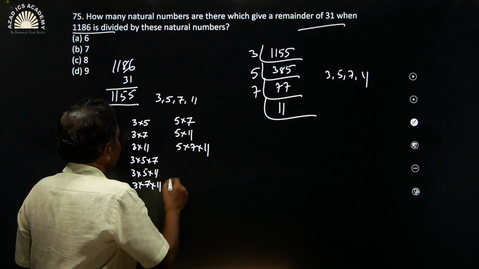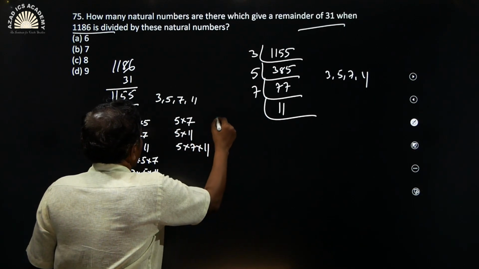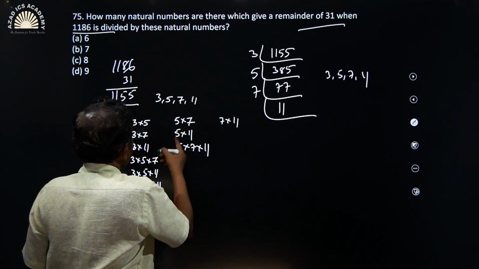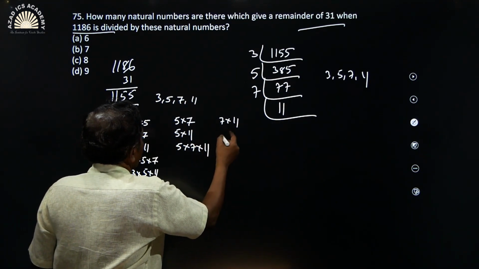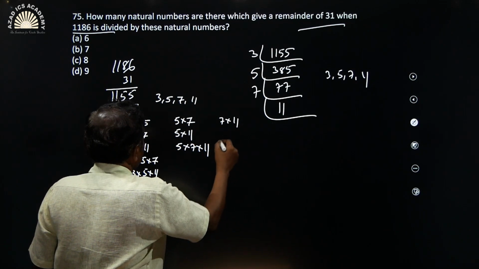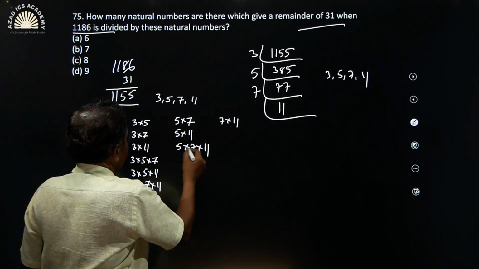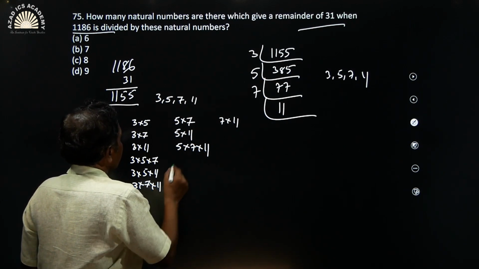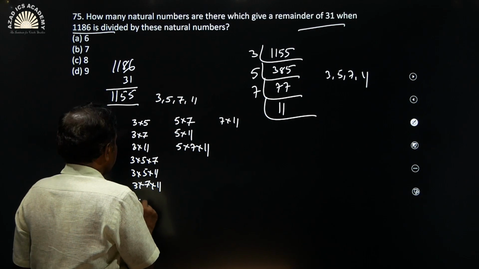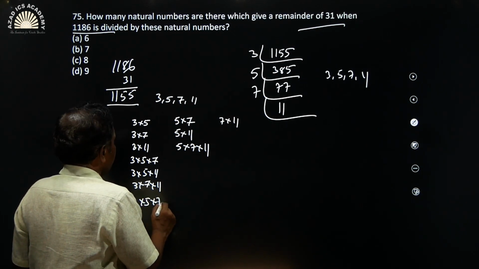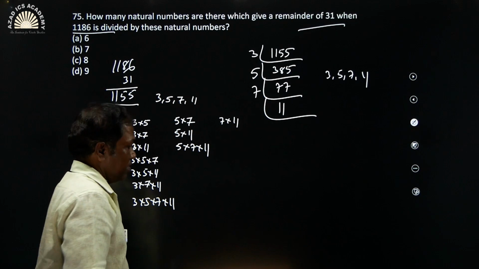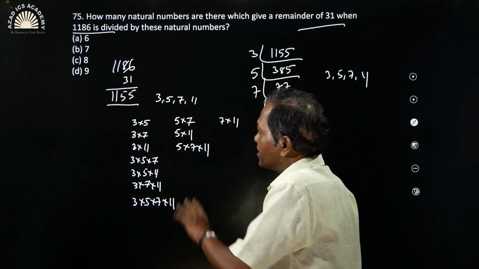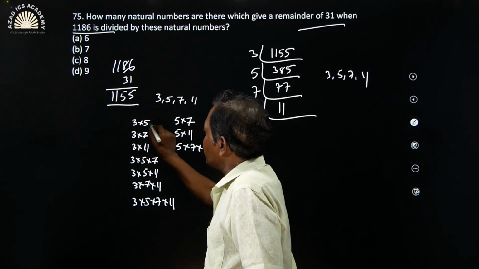Now you try with 7, 7 into 11. 7 into 5 is done, 7 into 3 is also done, 7 into 11, 7, 11, 3, 7, 11, 5 is there, 7, 11, 3 is already there. Next, all the 4 numbers, 3, 5, 7 and 11. These are the options you can see. And see, the remainder should be 31, but what are the values here?